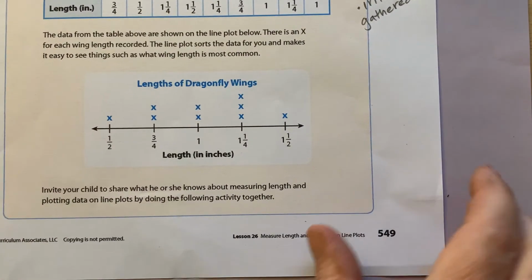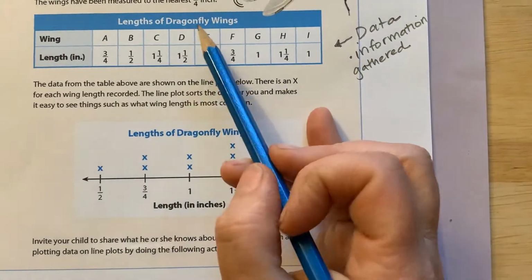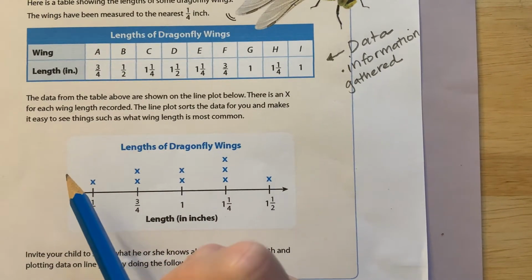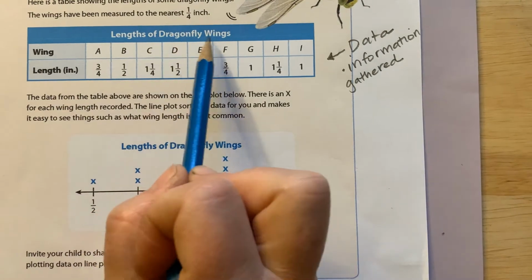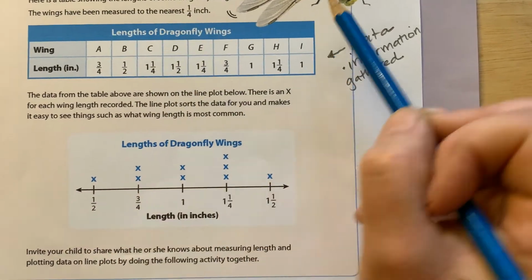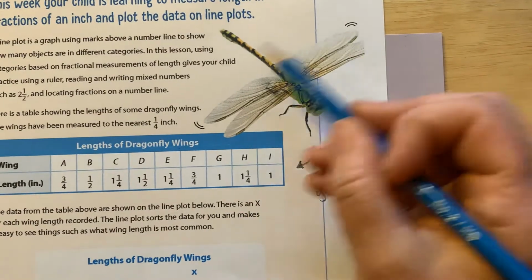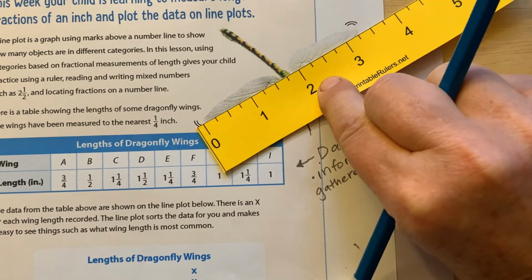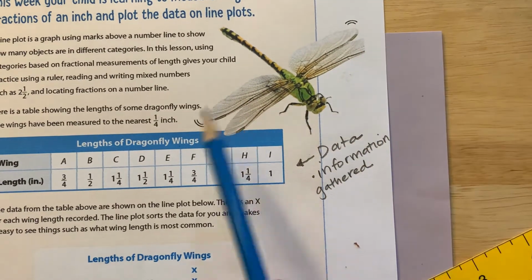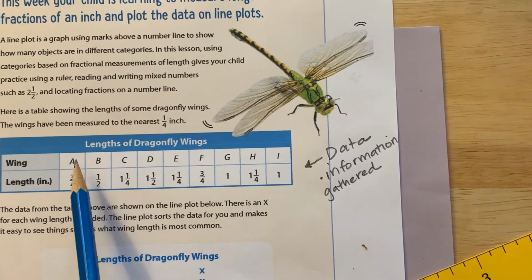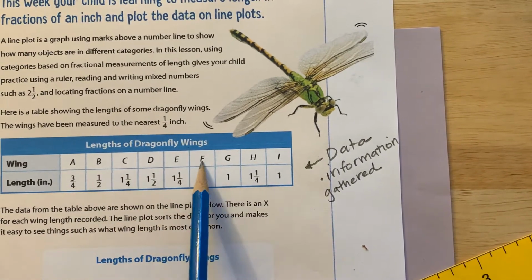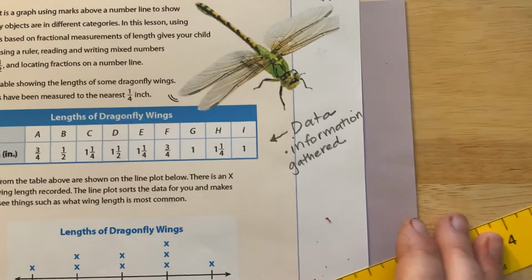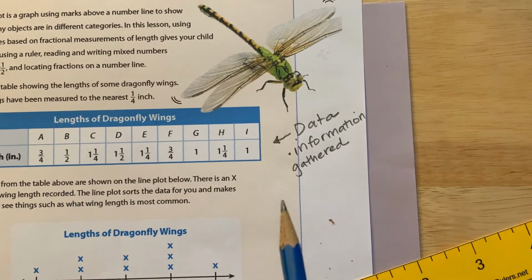So notice that we have data about dragonfly wings. Someone went out, probably a scientist, or that could have been a kid like you, and measured the lengths of dragonfly wings. So here's a dragonfly, just in case you haven't seen a dragonfly before. They can be quite big. Someone went out there with a ruler and measured the lengths of the dragonfly wings. They found quite a few dragonflies and named them A, B, C, D, E, F, G, H, I. So notice that they have 9 pieces of information. They gathered the data about the dragonfly wings.